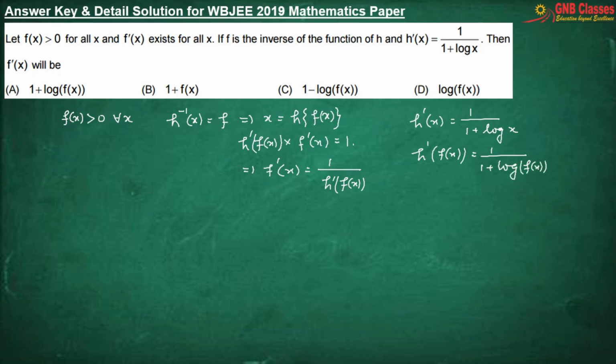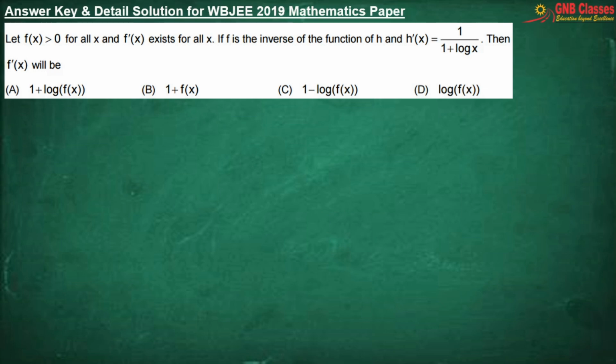Is it clear? Therefore, our f dash x becomes 1 divided by 1 by 1 plus log of f(x), which gives you 1 plus log of f(x). Is it clear? Therefore, our option A is correct. This question is a moderate question because the students who have practiced previous year's papers can find this kind of sum in West Bengal JEE in previous years. Let us move to the next problem.